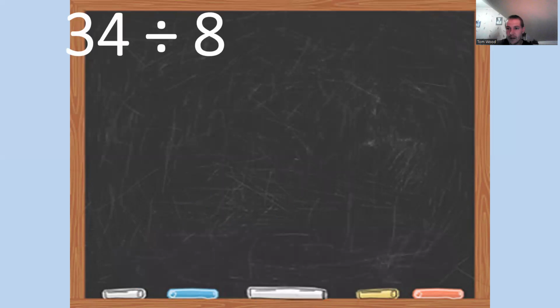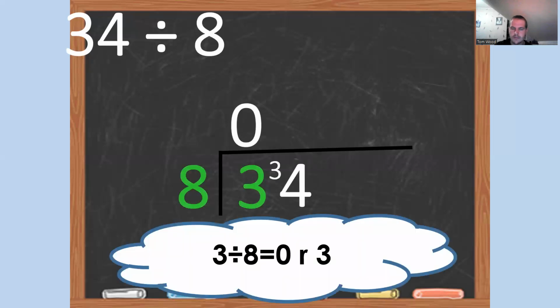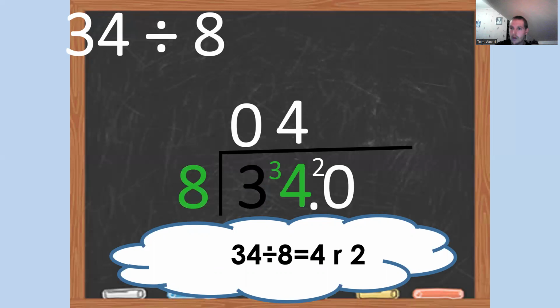One more example here then, because it can go more than one step. So 34 divided by 8. In this case here, we're going to have, well, how many times does 8 go into 3? It doesn't fit. So I've got 0 with 3 remainder. How many times does 8 go into 34? It goes in 4 times with 2 remainder. So 4 there. Our remaining 2 goes in front of our 0 here.